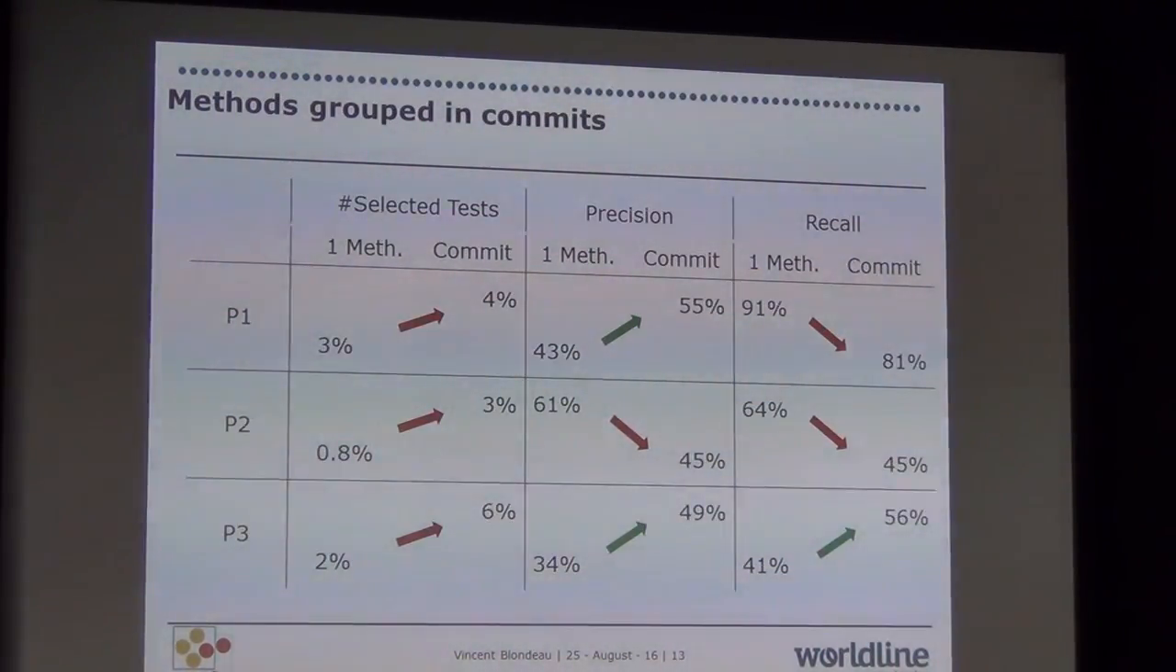But if we group the methods covered by the test in a commit, we have more selected tests, because in the commit there are several methods that are changed, so we select more tests. The precision is improving a bit, and the recall is decreasing for P1 and increasing for P3. And we can see that P2 has some divergence in precision and recall. It can be due to the high number of commits.